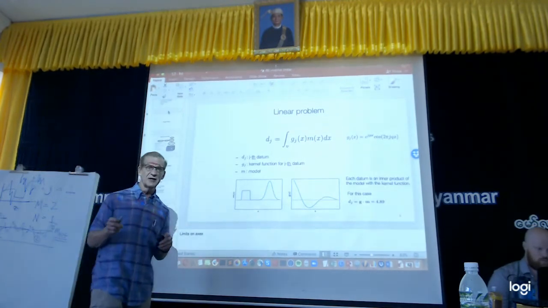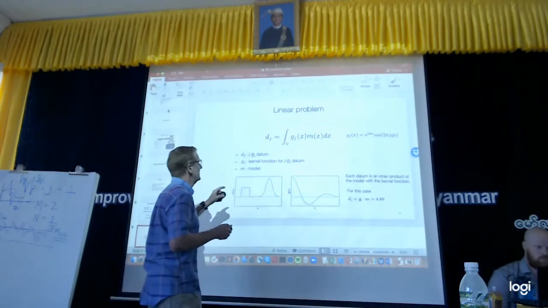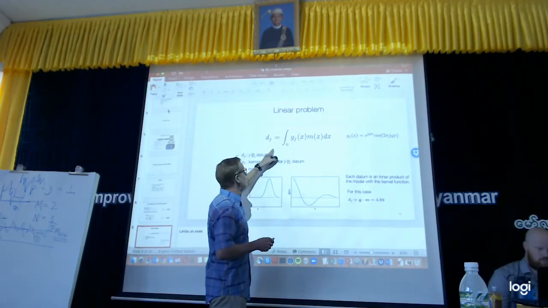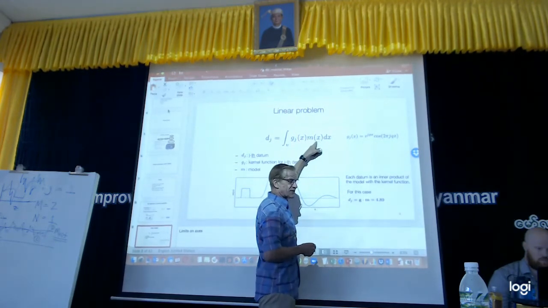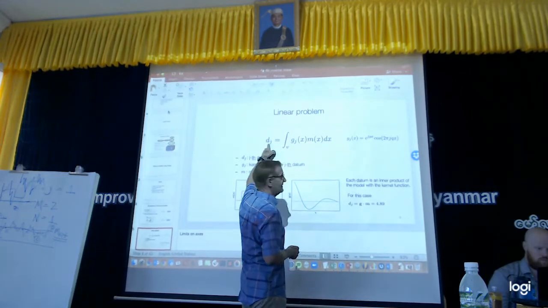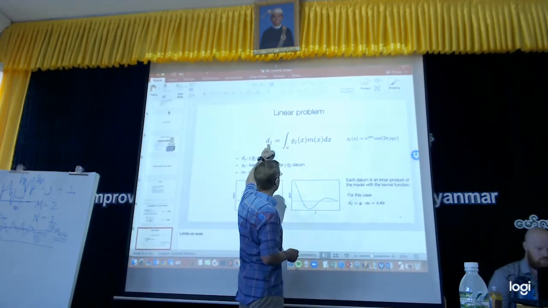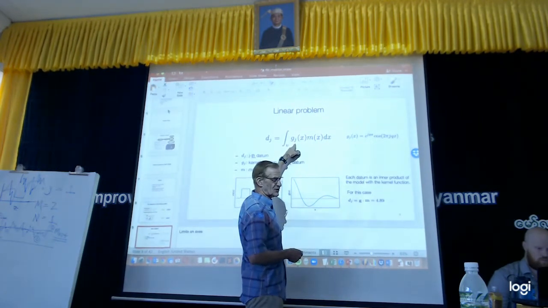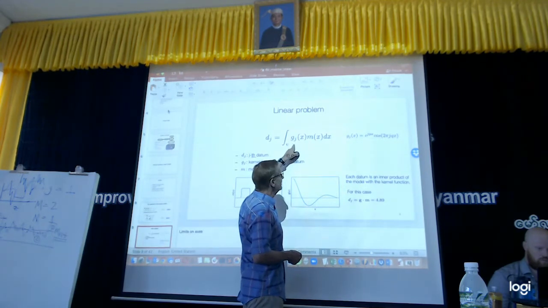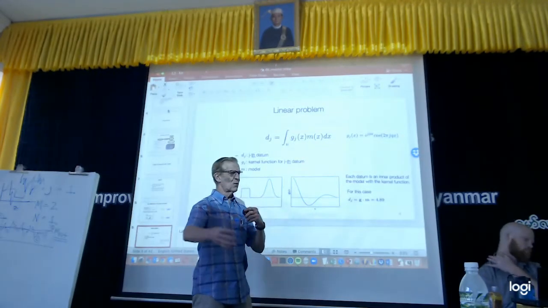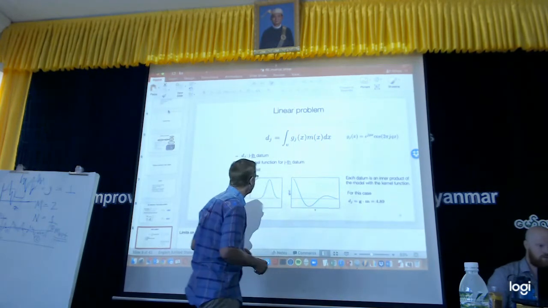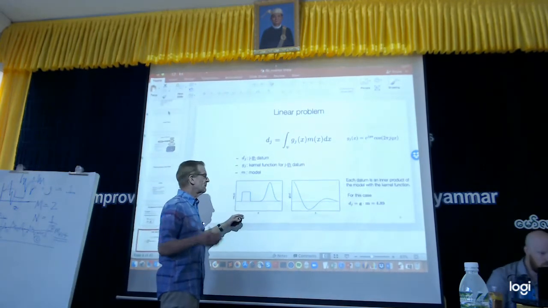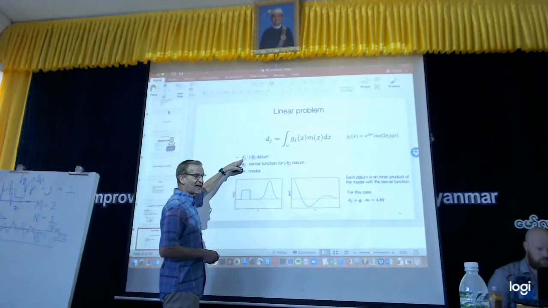So here is a linear problem. Do not be too afraid of the integral. The M is the thing that we're interested in, and the D is the data. And these things in here, they're called kernel functions. Yeah, they tell us about what the experiment is like. And we're going to refer to the D as data.